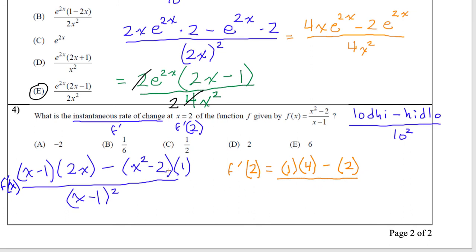This is all going to be divided by, again, I'm plugging in 2. 2 minus 1 is 1. 1 squared is 1. I don't even need that fraction. Everything divided by 1 is itself. And again, we are down here. 1 times 4 is 4. 4 minus 2 is 2. Our final answer is D.